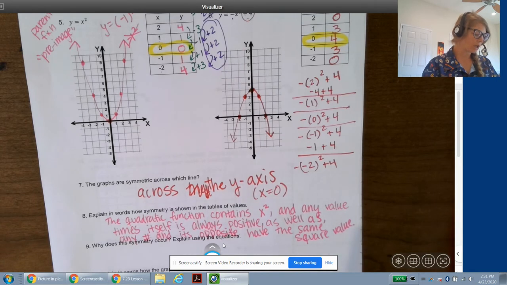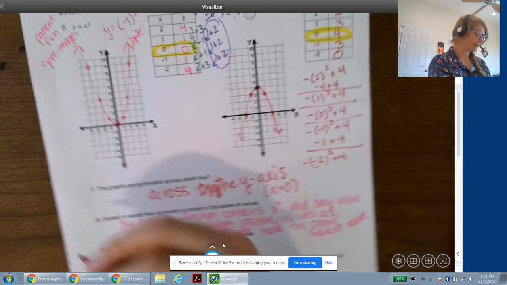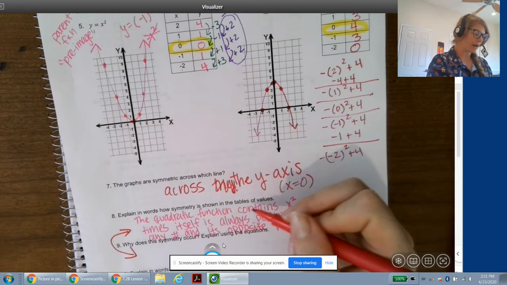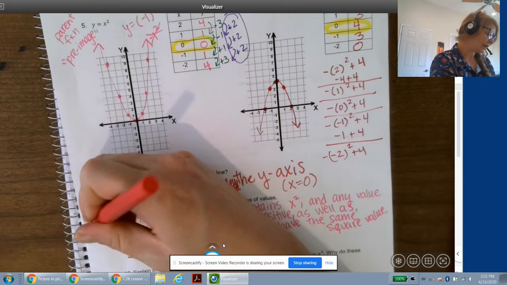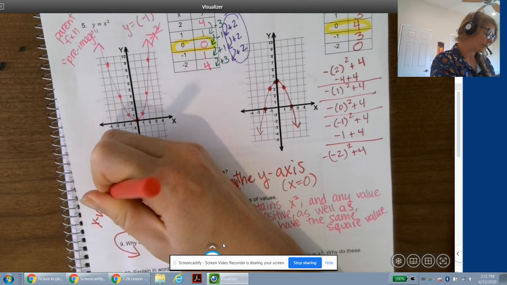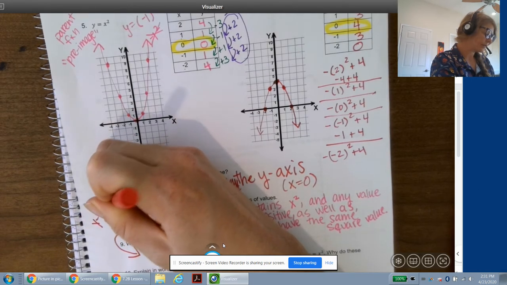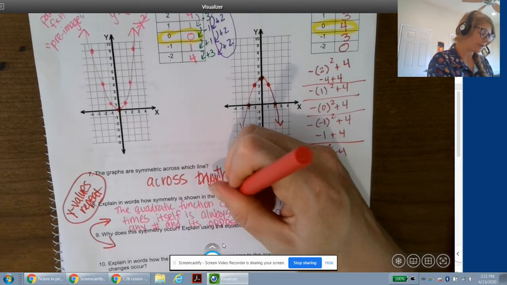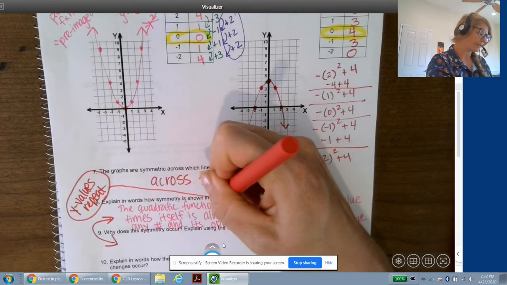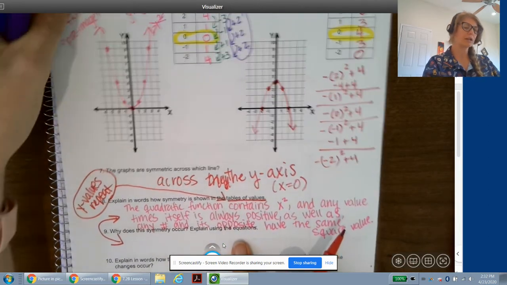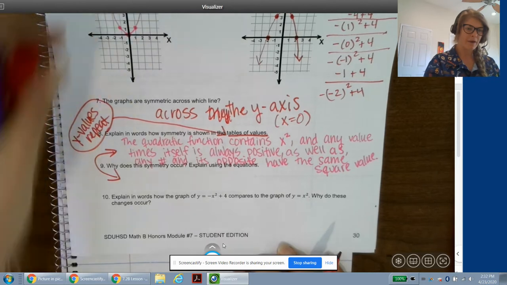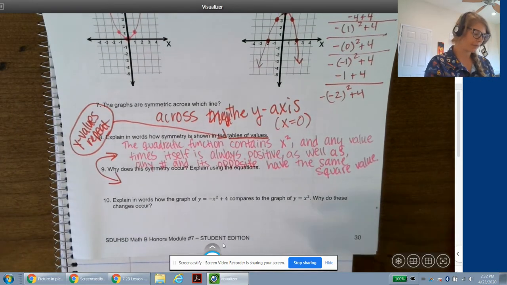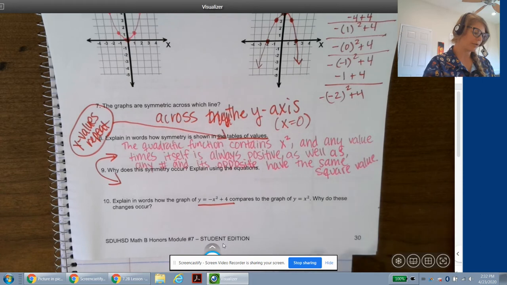So why does the symmetry occur? Explain using the equations. Oh, I guess I kind of swapped these, you guys. So explain how the table values show the symmetry. The y values repeat. So that's how there's symmetry in the table of values. I'm sorry, I should have read that question better. So in the table of values, the y values repeat, and then using the equation, it's all because of that x squared.